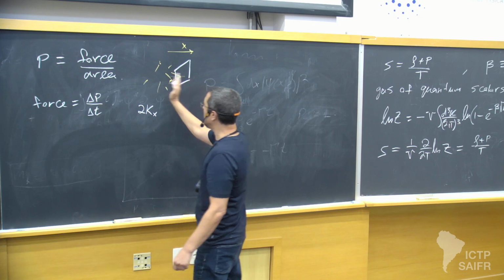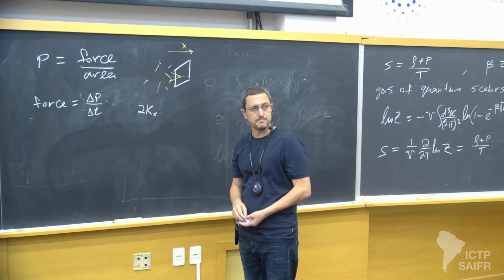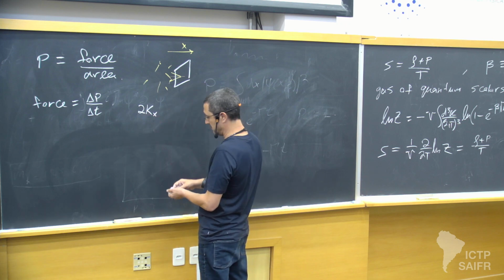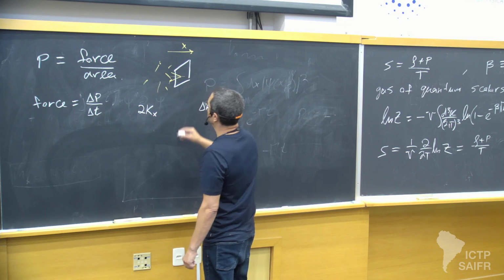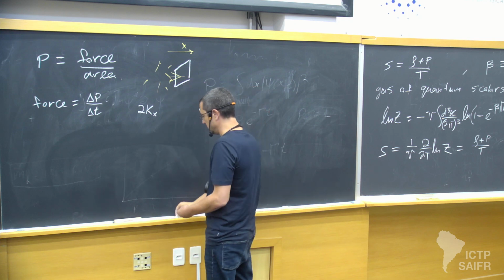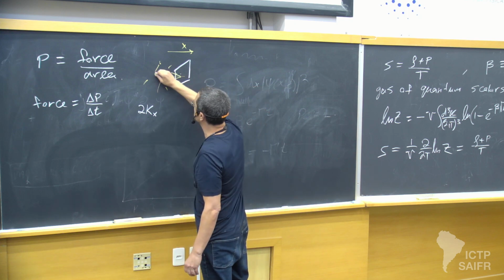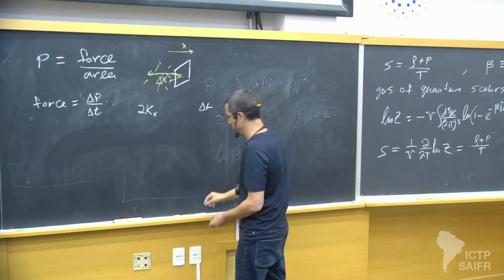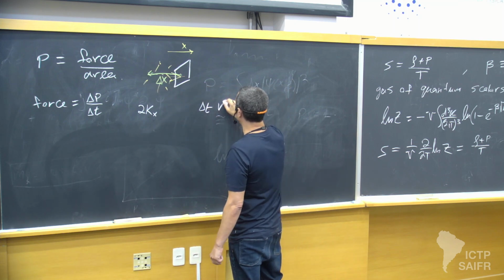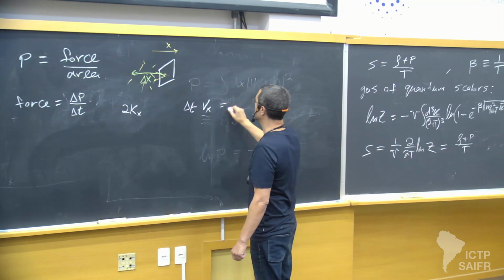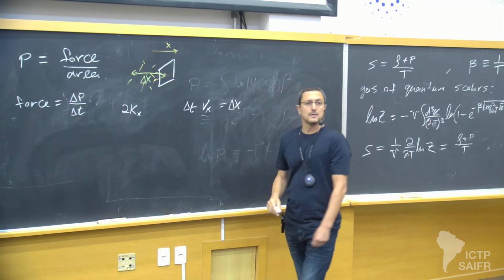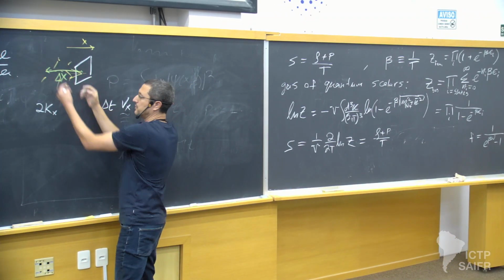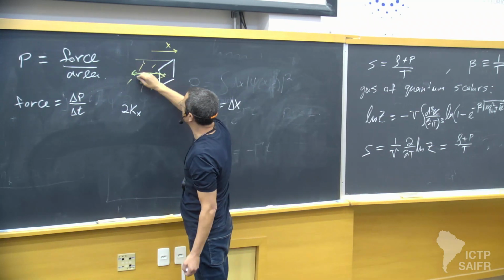And now, how many particles are hitting my wall per unit time? Basically, in an interval of time dt, the particles that are going to hit my wall are those at a distance delta x equal to the velocity in the x direction of the particle times delta t. That's the distance from my wall within which, in time delta t, all the particles, in fact, within this volume, will hit.